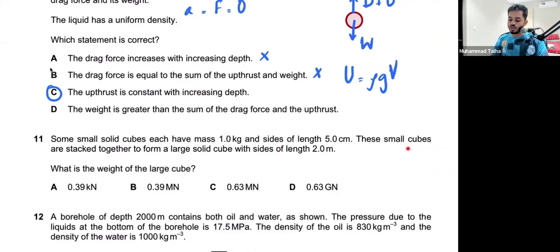Some solid cubes have mass 1 kg, sides of length 5 centimeters. These small cubes are stacked to form a large solid cube with side of length 2 meters. What is the weight of the large cube? So if I think about these smaller cubes, let's make a few of these.